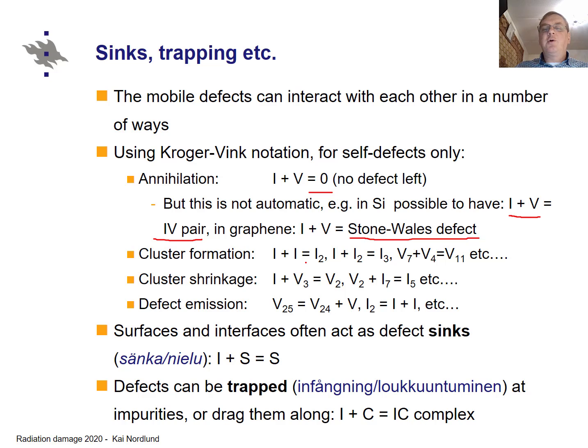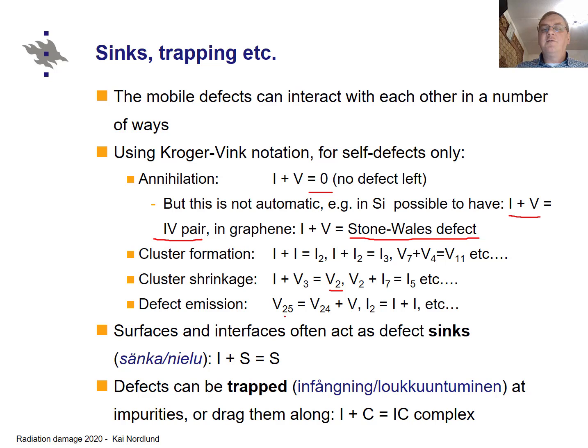But then these clustering processes have a pretty obvious notation. If you have 2 interstitials meeting, you form an I2. If you have an interstitial meeting I2, you form an I3. A 7 vacancy and a 4 vacancy meeting each other, you form an 11 vacancy, and so on. And similarly, you can also write these interstitial vacancy migration and meeting processes like that. So if an interstitial meets a tri-vacancy, it gets absorbed in the tri-vacancy, or leaves a divacancy, and so on and so on.